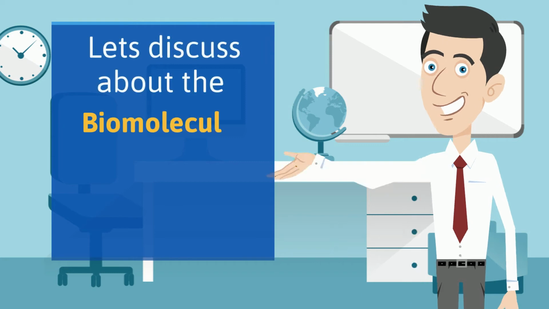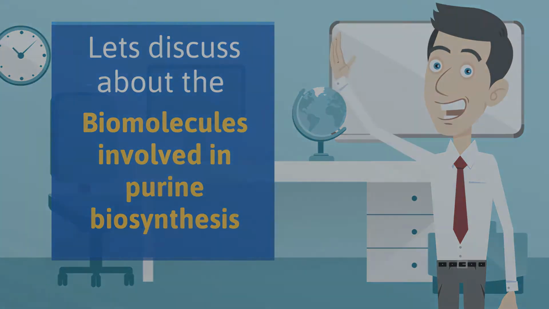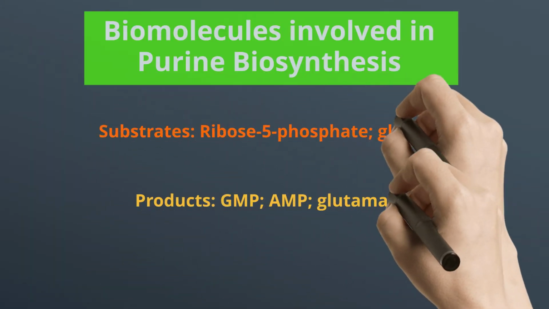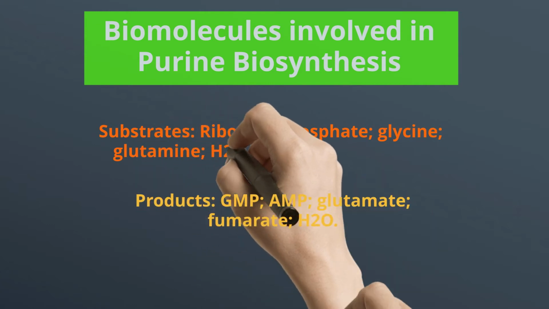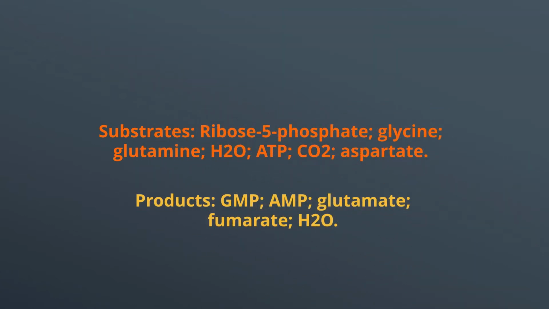Let's talk about the biomolecules involved in purine biosynthesis. Purine biosynthesis requires ribose 5-phosphate, glycine, glutamine, water, adenosine triphosphate, guanosine triphosphate, carbon dioxide, aspartate as substrates, and guanosine monophosphate, adenosine monophosphate, glutamate, fumarate and water are the end products.